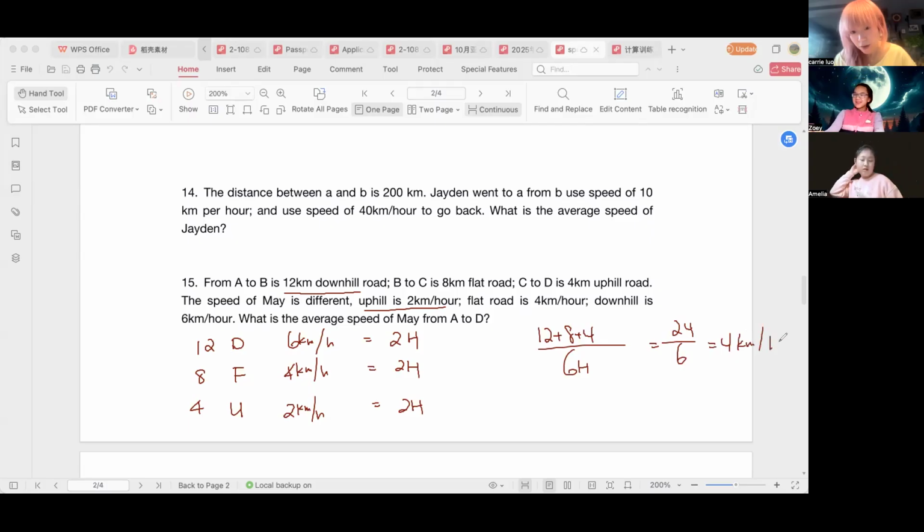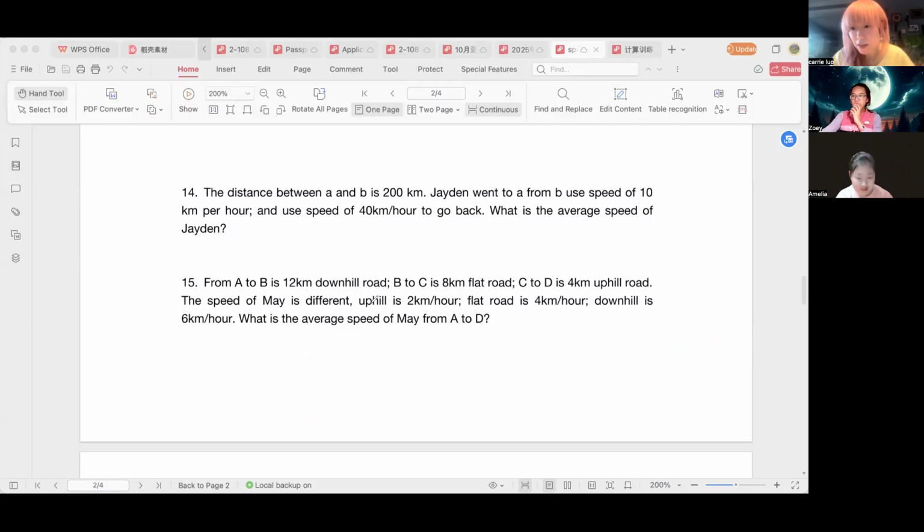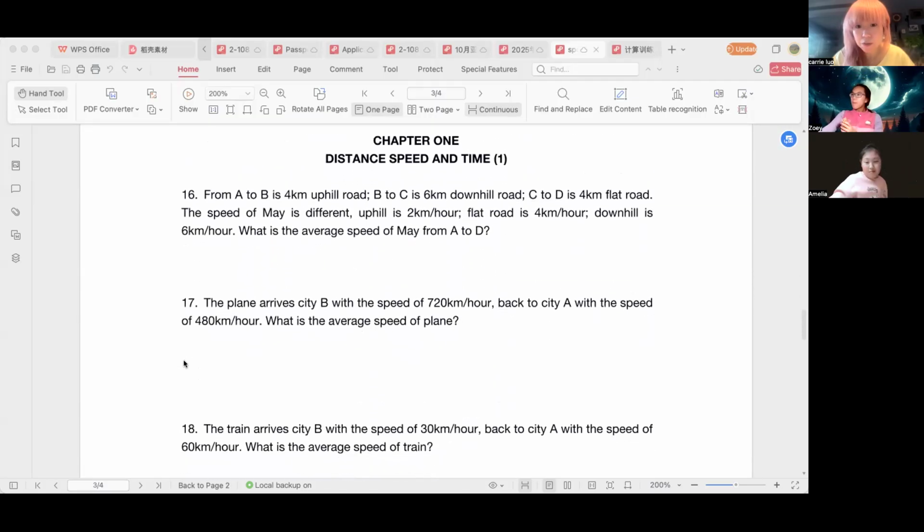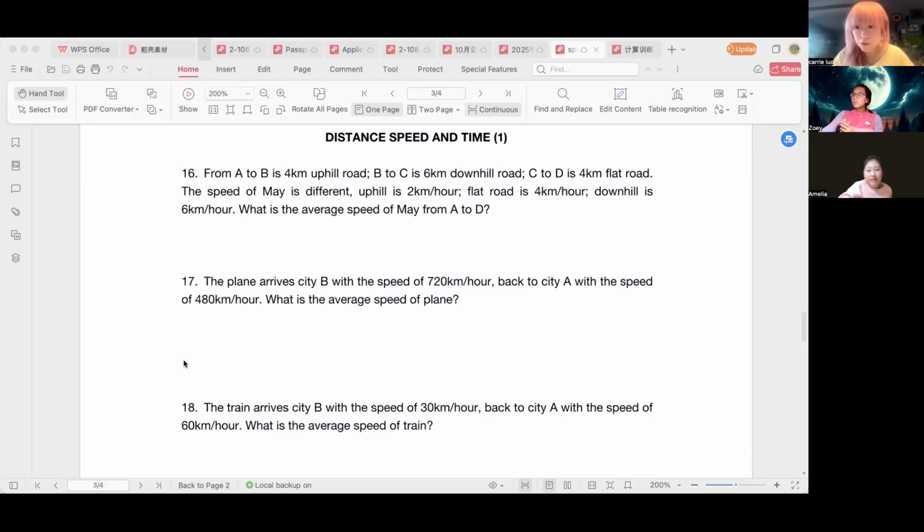kilometers per hour. I think you're just directly using 2, 4, and 6. Yeah, so I am very sneaky. I purposely put the speeds not in the right order. Get it, Amelia? So we need to very carefully read the question, okay? So number 16, Zoe, your turn.